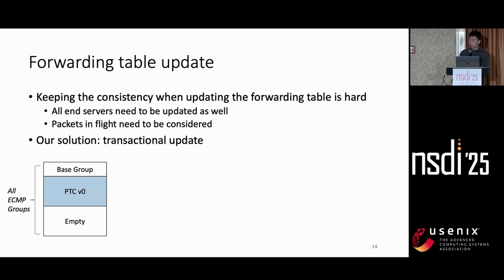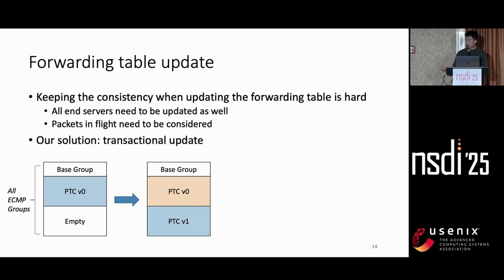Basically, we will divide the ECMP into two sections. We label the forwarding table with different versions. For version 0, we put it in the upper section. And when an update is needed, we then put version 1 in the lower section. Meanwhile, version 0 is still available for a short while.